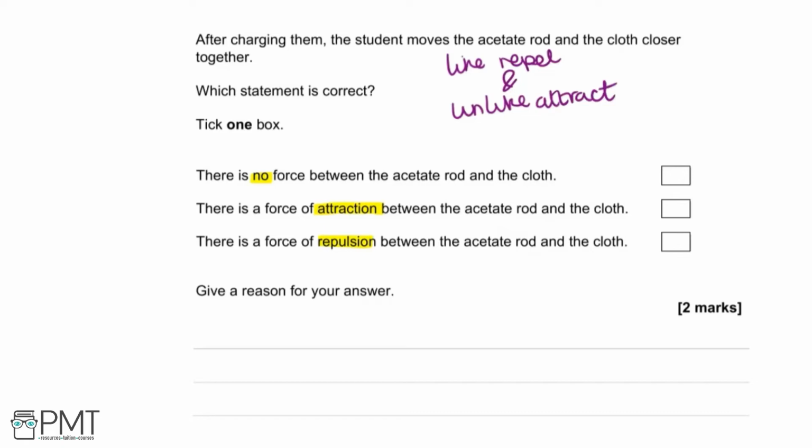We know from the previous question that after rubbing them together, the rod has a positive charge and the cloth has a negative charge. So these charges are unlike, which means they're going to attract. So the correct answer is that there's a force of attraction between the acetate rod and the cloth. Give a reason for your answer. Well, this is because unlike charges attract.